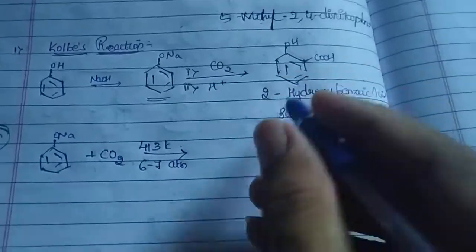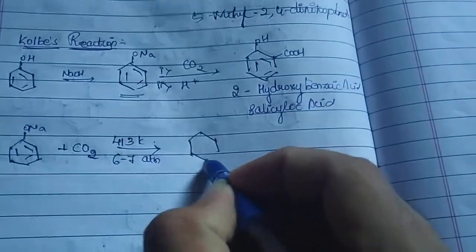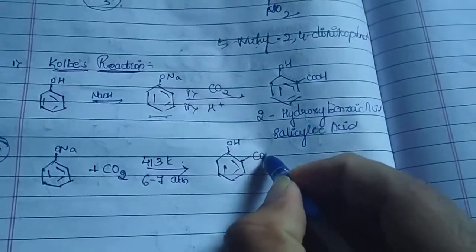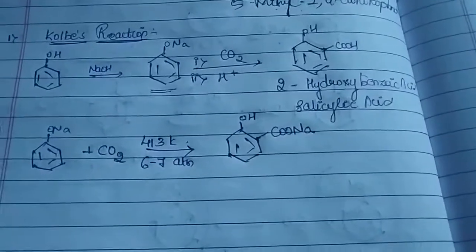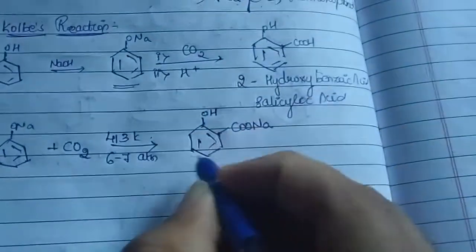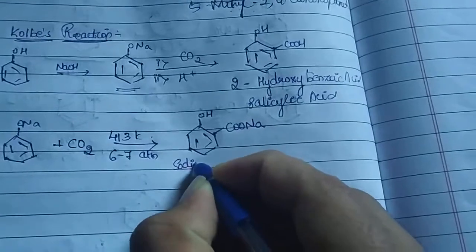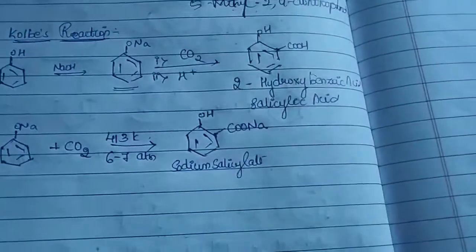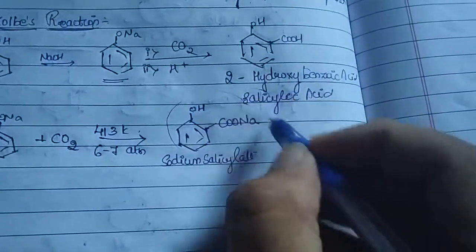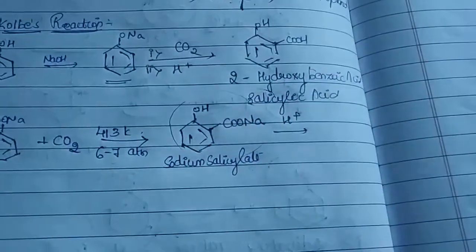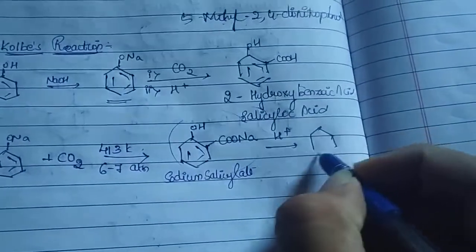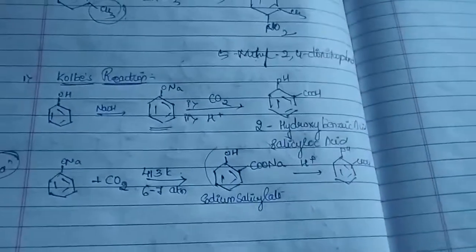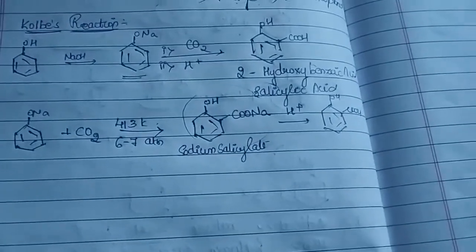Are you getting my point? When you do that, you will get a compound where you have OH here and COONa here, which is called sodium salicylate. Then upon treating this sodium salicylate on acidification, you will get the corresponding salicylic acid. So this is the actual process in Kolbe's reaction.